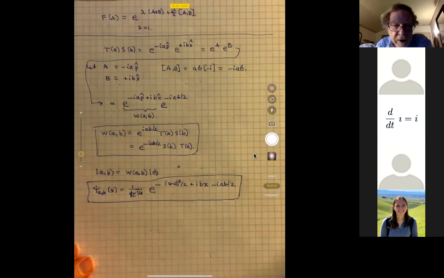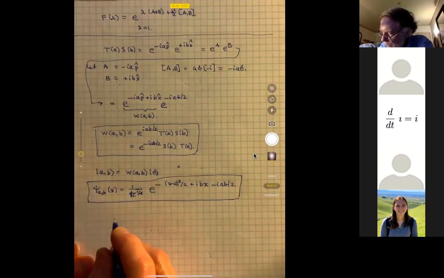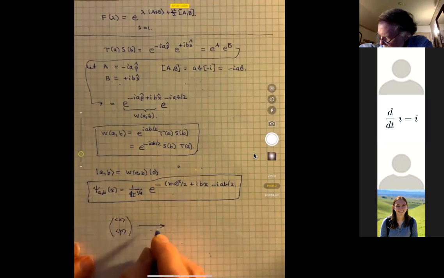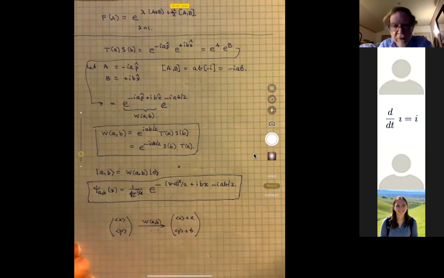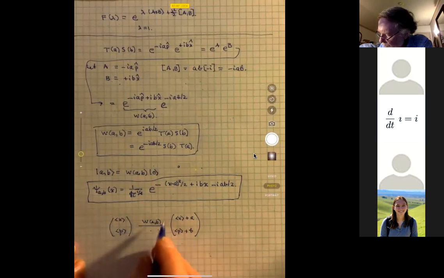And this is the wave function of the coherent state, which has now been moved to an arbitrary position in phase space. The dispersions delta x and delta p didn't change because the Heisenberg operators don't change the dispersions. On the other hand, the expectation values of x and p do change, in the following way: applying W of a comma b to this will map the expectation value of x into itself plus a, and p gets mapped into itself plus b. It's really just because it's a combination of position and momentum translation operators, and each one does one of these two expectation values.